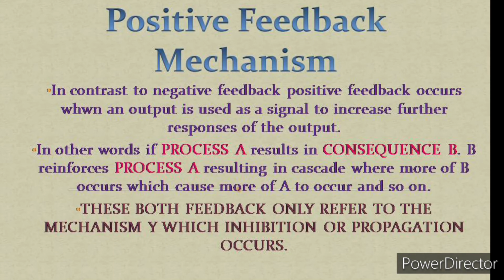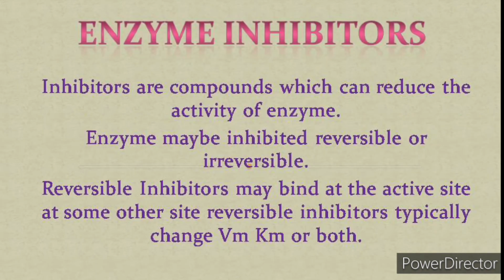Positive feedback mechanism. In contrast to negative feedback, positive feedback occurs when an output is used as a signal to increase further responses of the output. In other words, if process A results in consequence B, B reinforces process A, resulting in a cascade where more of B occurs, which causes more of A to occur, and so on. Both feedback types only refer to the mechanism by which inhibition or propagation occurs.